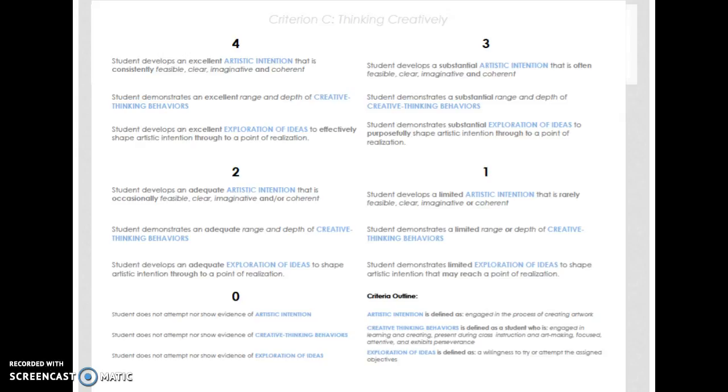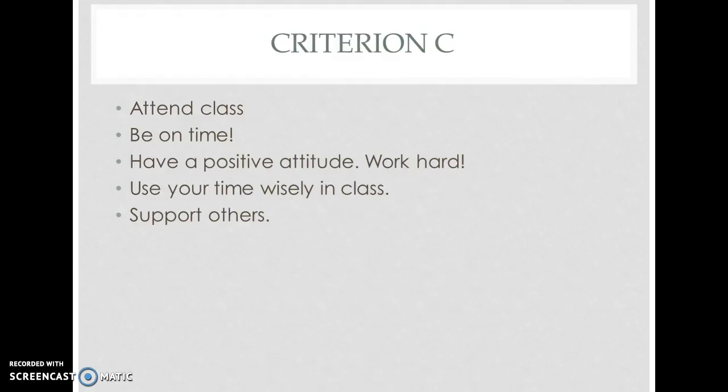For your assignments, Criterion C, you will get a summative score in Criterion C for each unit. And for Criterion C, this has to do with your creative thinking behaviors. This document is attached in our Schoology page if you want to look that over some more.